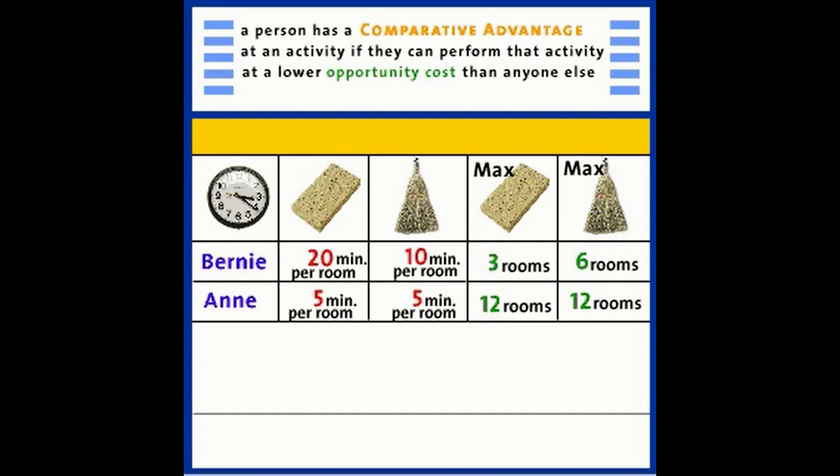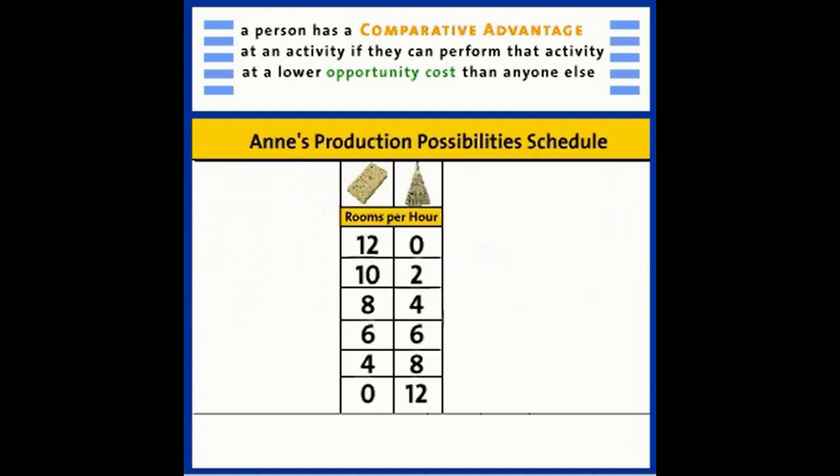If she wants to sweep 2 rooms, that's going to take her 2 times 5 minutes per room for a total of 10 minutes. Subtract 10 minutes from 60 minutes, and that leaves 50 minutes. 50 minutes divided by 5 is 10 rooms worth of scrubbing that Anne can do. 50 minutes is long enough for Anne to scrub 10 rooms at 5 minutes per room.